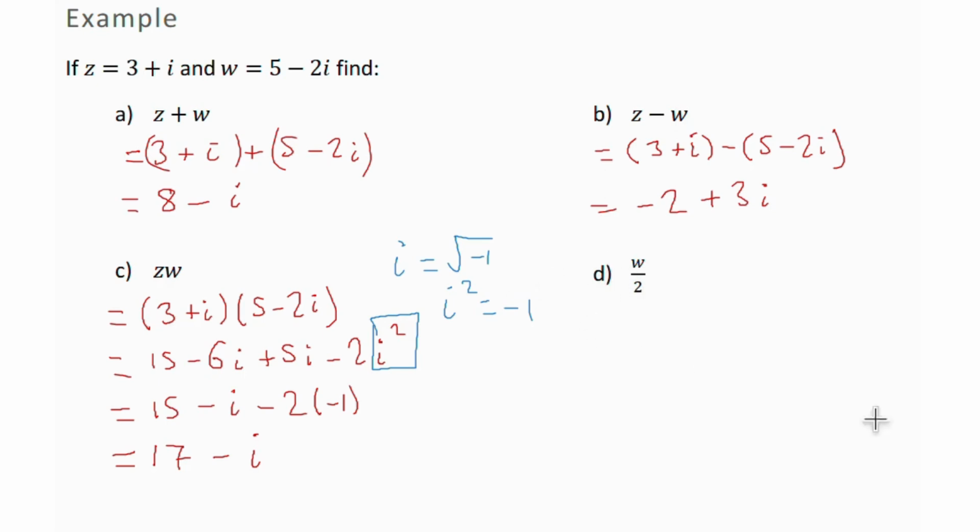w divided by 2 is equal to (5 minus 2i) all divided by 2, which we can write as 5 over 2 minus i. And again, we get another complex number, a real part and an imaginary part.